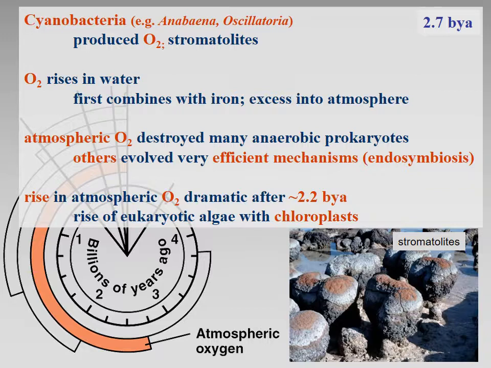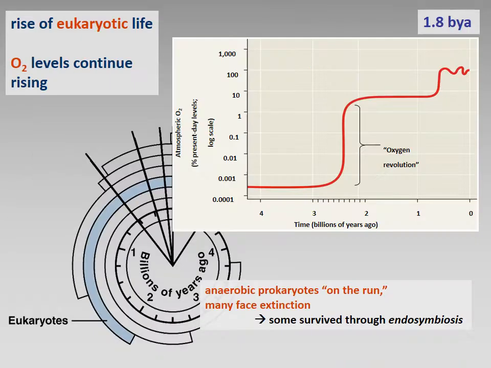About 500 million years after this started, at about 2.2 billion years ago, just a little over 2 billion years ago, the rise in oxygen level on Earth was dramatic. At this time, we start to see the rise of more complex cells, moving out of the prokaryotic cells into the eukaryotic cells, and eventually eukaryotic algae with chloroplasts. If you remember from your Bio 1, the chloroplast is the organelle needed for photosynthesis.